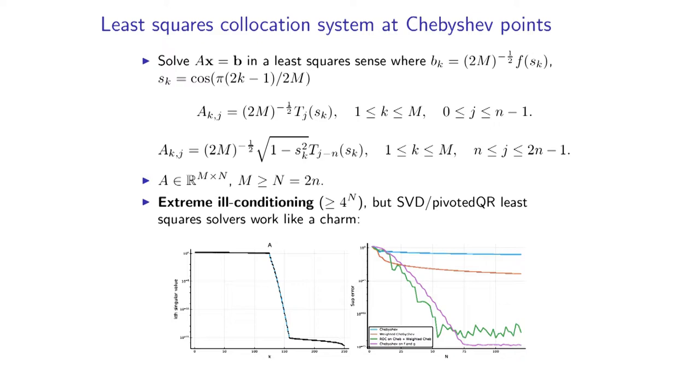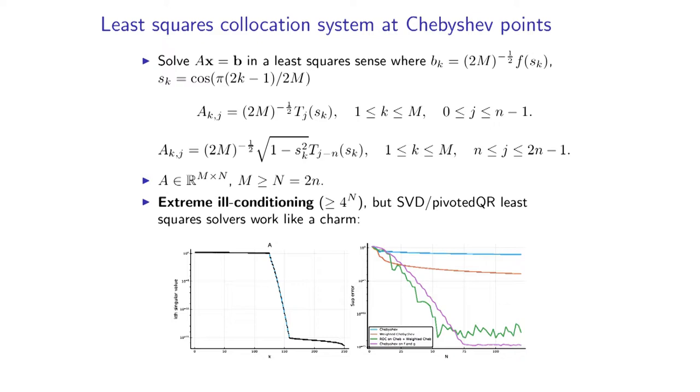And well, what happens if you just look at that system? Well, you find it's extremely ill-conditioned, scarily ill-conditioned. Condition number is greater than 4 to the n. So take n equal to 30 and you basically, what are you going to do? You're not going to find the coefficients.